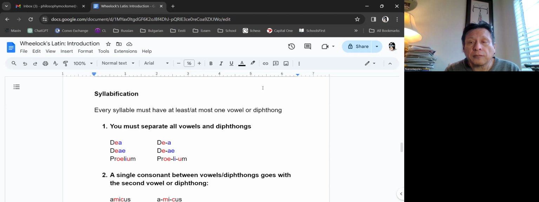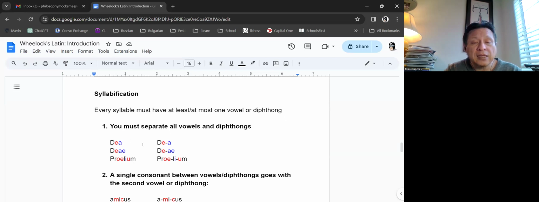Syllabification rules, which is important. It's going to help you. So here are the rules. Every syllable must have at least and at most one vowel or one diphthong. It cannot have two vowels, two diphthongs, a vowel and a diphthong, or a diphthong and a vowel. One, but it must have one. That means a consonant by itself, like G or S or N, cannot be a syllable because it has no vowel. But a vowel by itself can be a syllable. So rule number one: you must separate all vowels and diphthongs because they cannot be together.